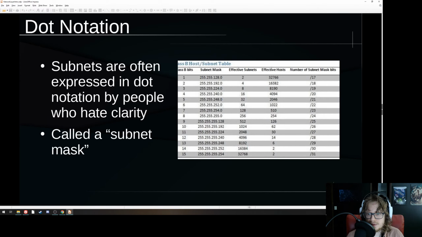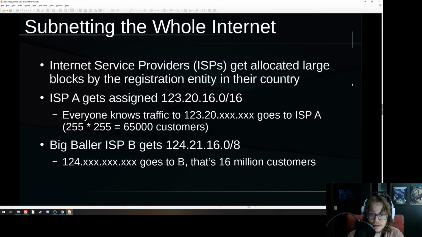Go back to the table for a second. So it would be double what /17 is. /17 is 32.7, so let's call it 33 and change, or about 33. Double it, you get about 65, right? So we're looking at about 65,000 possible hosts. Each of those hosts is a possible customer for the ISP.